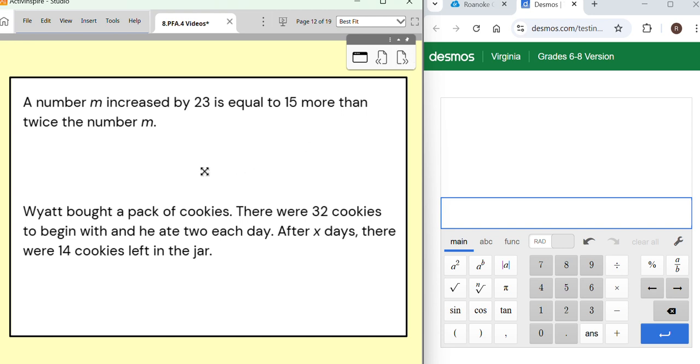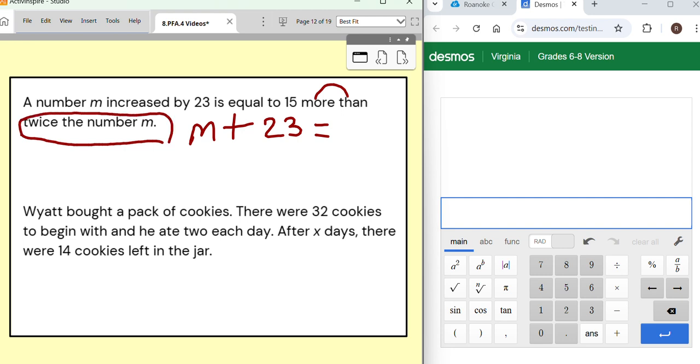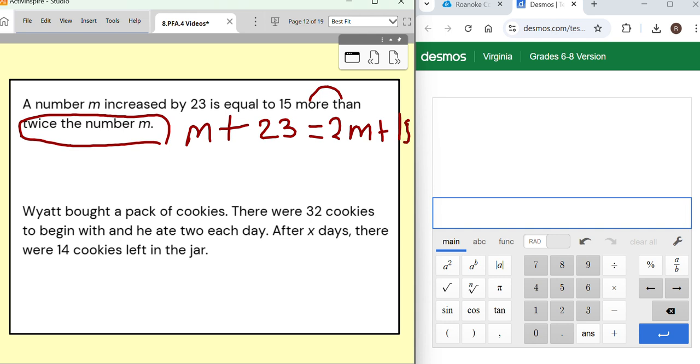A number M, I'm going to go ahead and start writing. That's how I do this. A number M increased by 23 is equal to 15 more than. This is a switch word, so we have to be careful. We have to do this over here first. Twice the number M, so that would be 2M plus 15. Okay, that didn't fit very well, but that's what it is. So a number M increased by 23 is equal to 15 more than twice the number M.